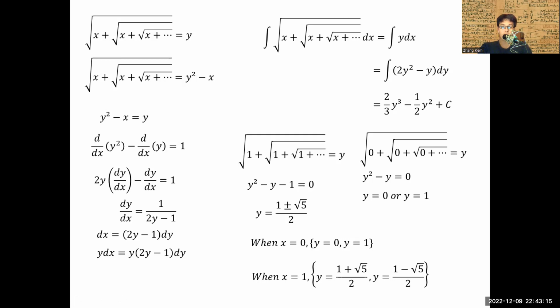For the sake of this argument, let's say that the root of 1 plus root of 1 plus root of 1 plus, and so on and so forth, we are going to take this as a positive number. If this is a positive number, we are going to take simply 1 plus root 5 over 2, because 1 minus root 5 over 2 is negative. So if I take this as a positive number, this is a negative number. So this is the lower boundary in this case, and this is the upper boundary.